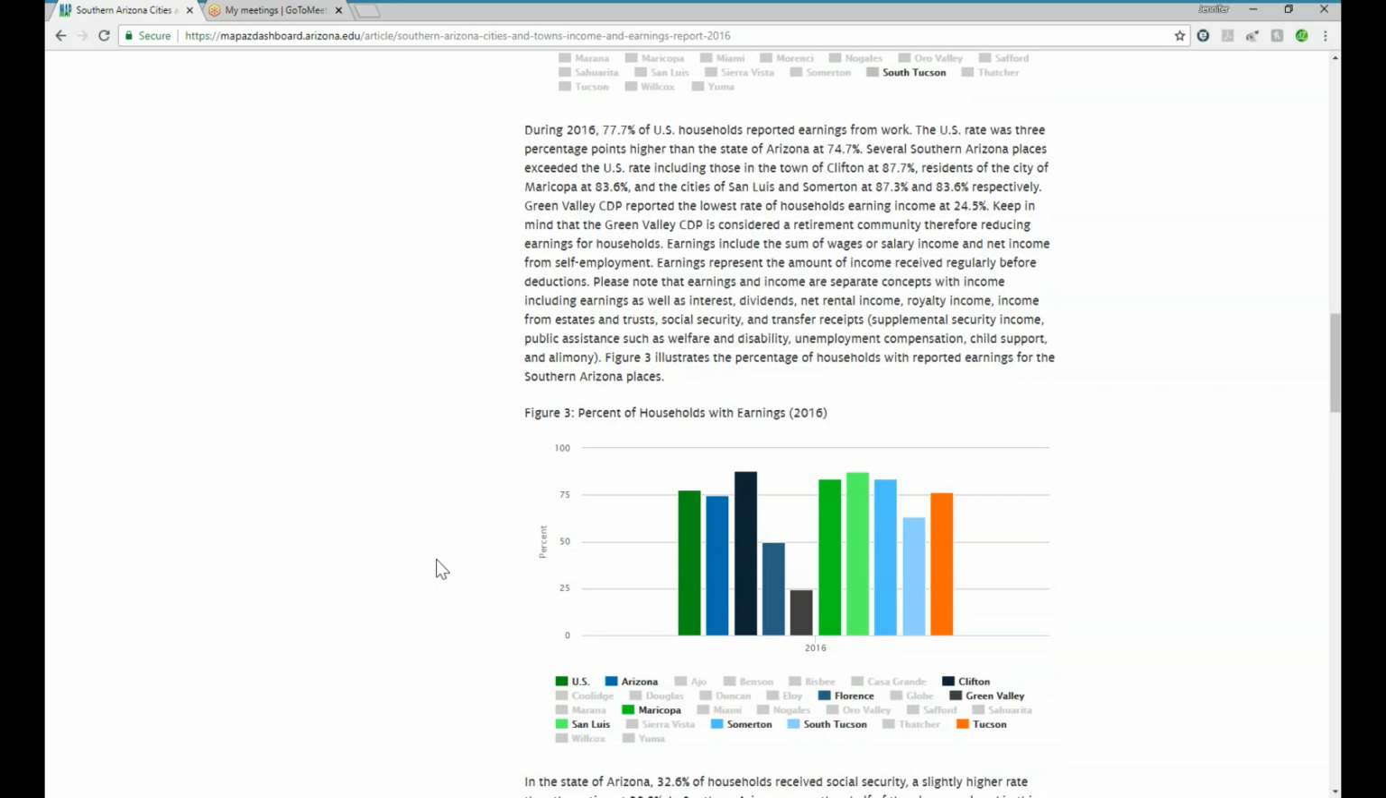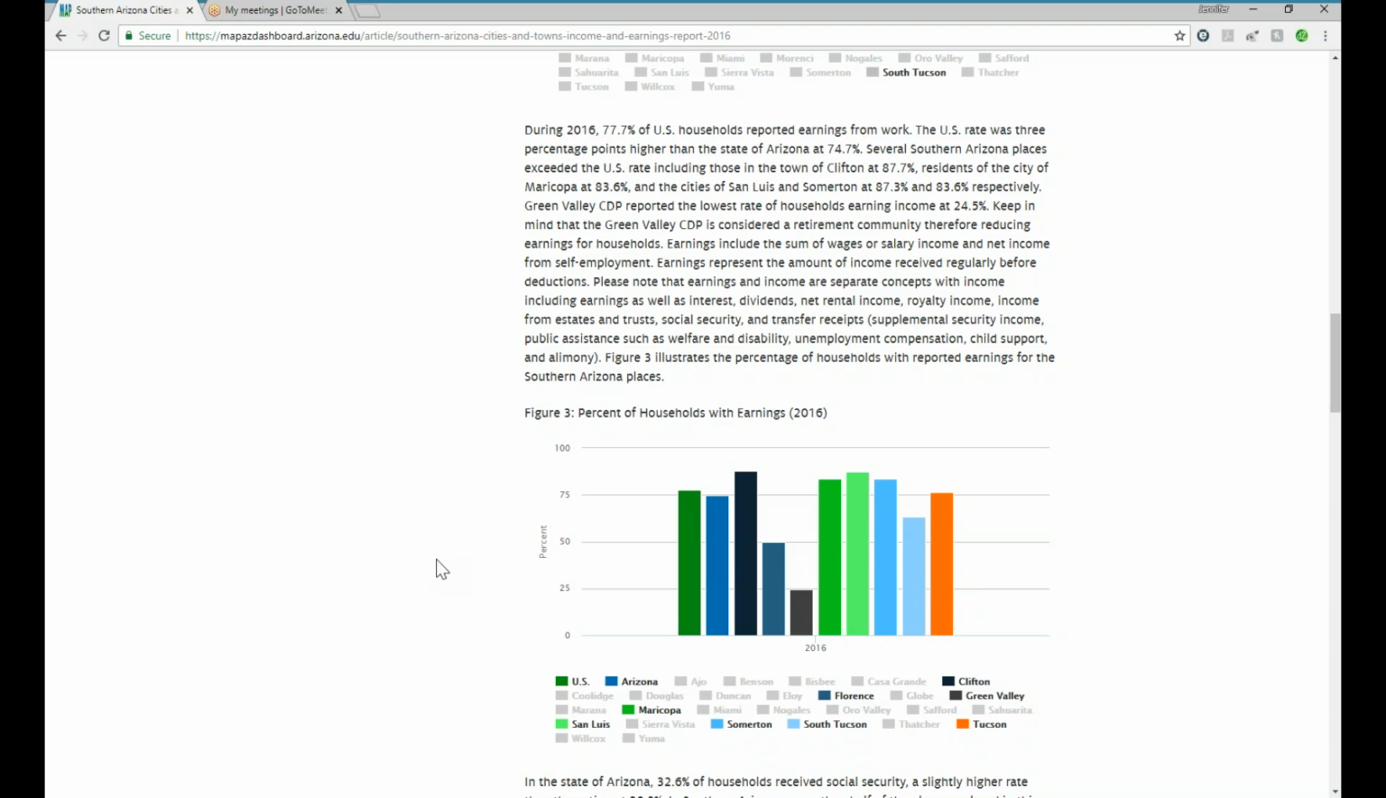And it's worth mentioning that there is a difference between earnings and income. Earnings includes wages or salaries and net income only, so net income from self-employment, wages, or your salary. It does not include dividends, interest, rental income, Social Security, or transfer payments. Transfer payments would include things like unemployment, welfare, child support, alimony.